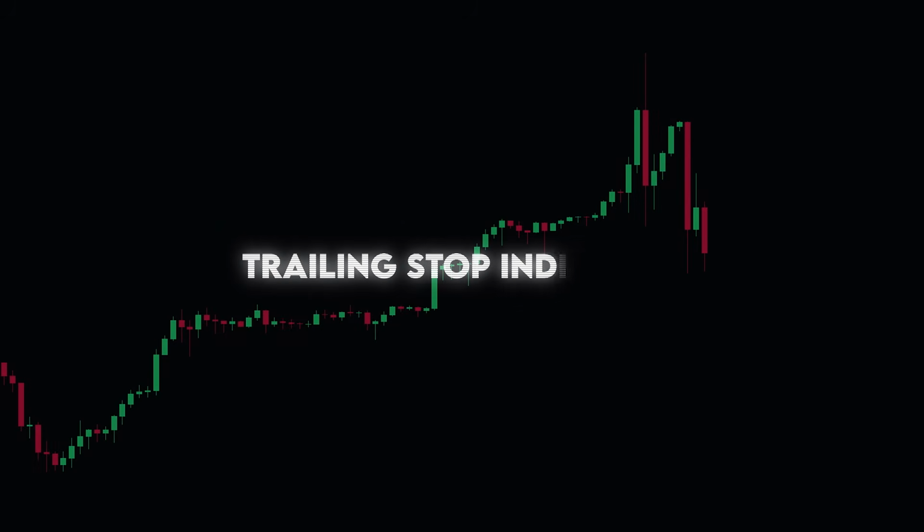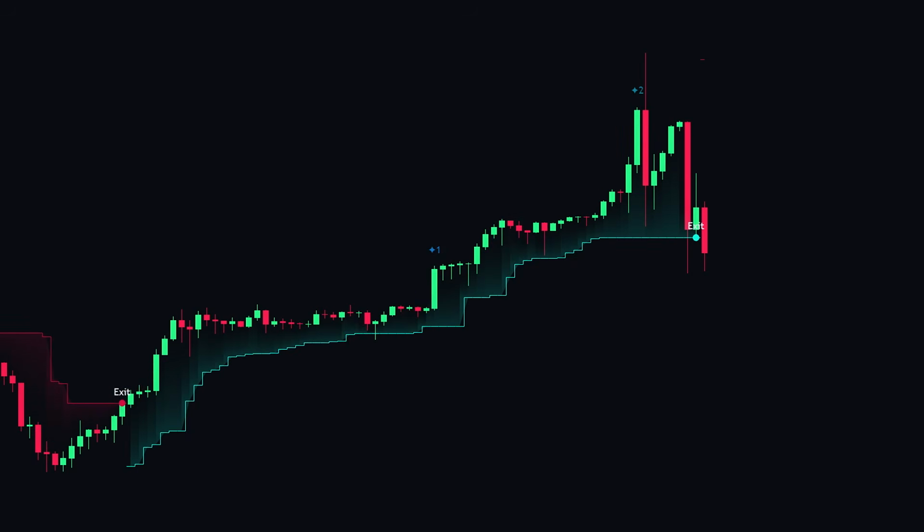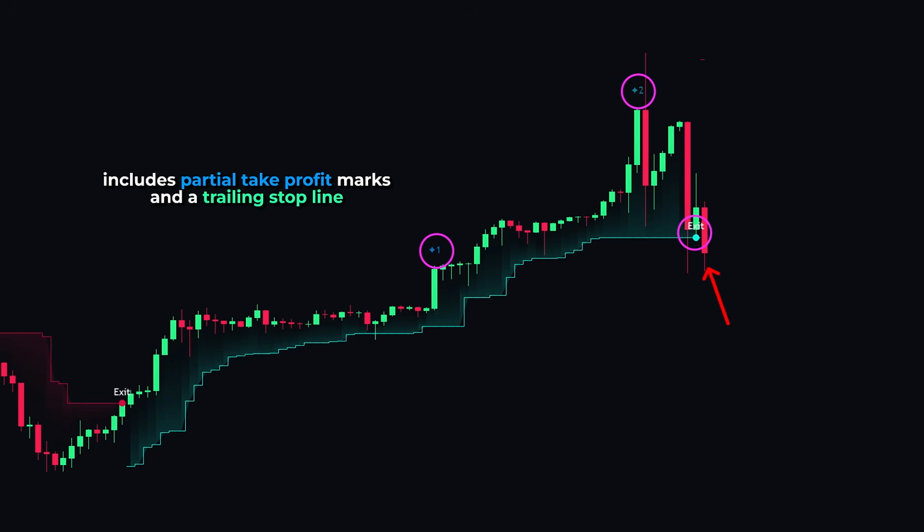Moving on to the next feature in the toolkit, which is a huge game changer for my trading, the trailing stop indicator. This indicator shows you the best time to close a trade. It includes partial take profit marks, which can be used to close a portion of your trade and secure profits along the way, and a trailing stop line, which tells us exactly when to fully exit a trade before price reverses. If you want to play it safe, you might sell around 70% of your position at the first take profit mark and let the rest of your trade continue.